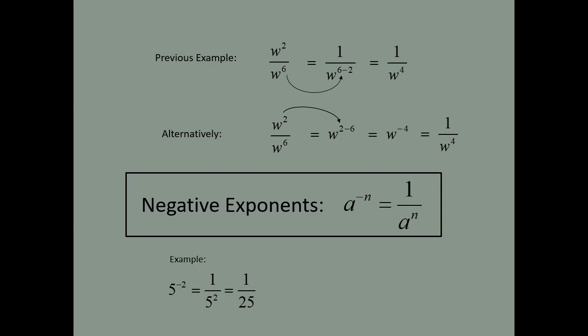Here's an example. 5 to the negative 2 power is 1 over 5 squared. You change the negative exponent to a positive exponent when you move the factor from top to bottom. A common mistake is to assume that the negative exponent makes the expression negative. 5 to the negative 2 is not negative 5 squared. It is 1 over 5 squared.